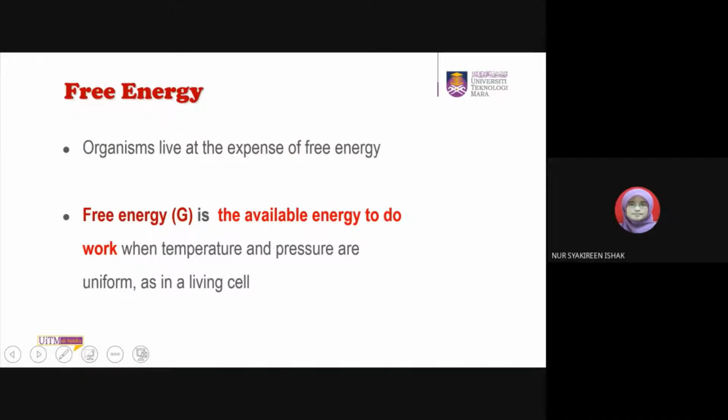Okay, so next is free energy. Organisms live at the expense of free energy. So what is free energy, or G? It is the available energy to do work when temperature and pressure are uniform in a living cell. So for a cell to be alive, the cell has to do its activity. Of course, all kinds of reactions will take place in the cell. So all these activities within the cell require this free energy.